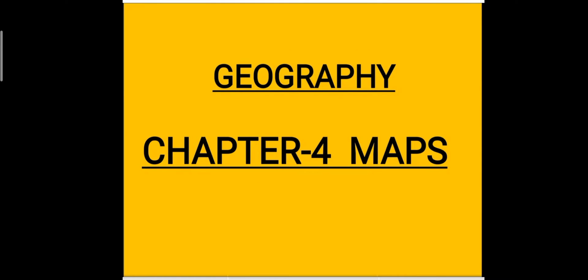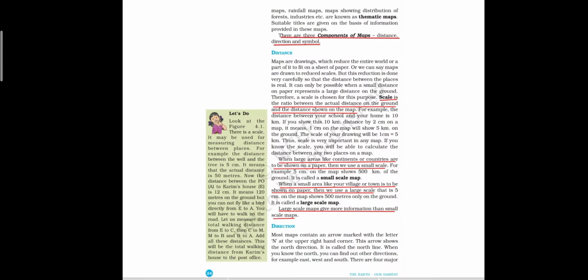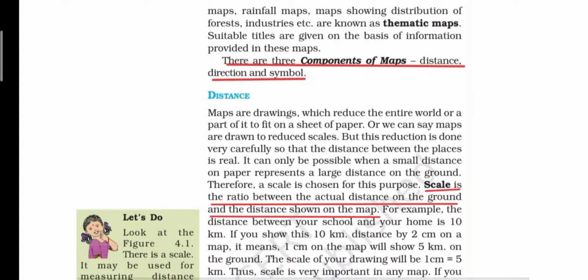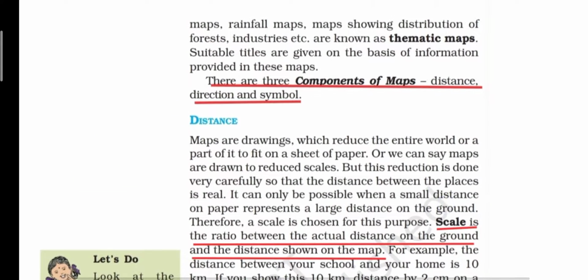Good morning, students. In the last class, we read about the three different types of maps. Today, in this session, we will learn about the components of the map. Before beginning, children, to read and understand a map, we need to understand certain things such as distance, direction, and symbols. All these things together help us to understand the map in a better way.